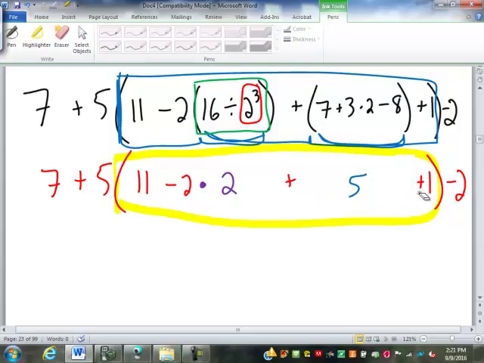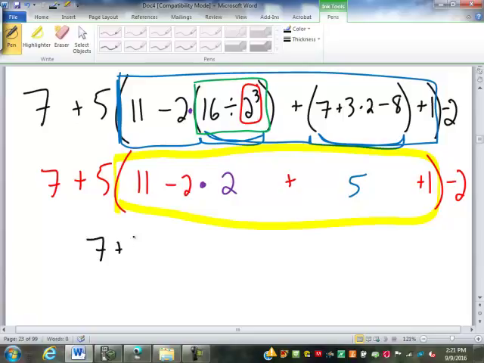Now, if I look at it, there's addition on both sides. There's already an operation on both sides of the parentheses. I don't need to put any operation in there. Up here, there was nothing between that 2 and the parentheses, so I had to put in that implied multiplication. Now I can go back out to the larger parentheses here.